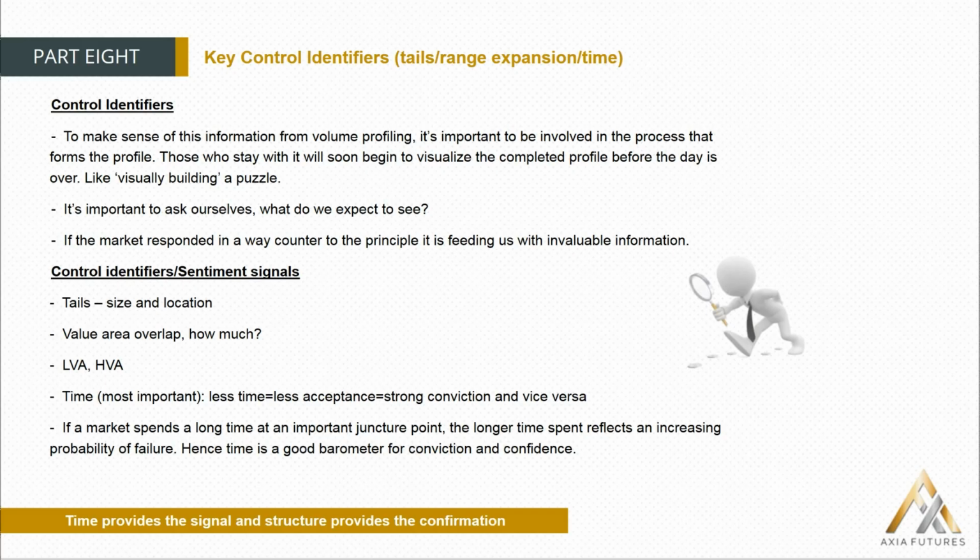Then again, low volume areas and high volume areas, both crucial control identifiers. Low volume areas show us strength or stronger control variables, whereas high volume areas show us less strength.